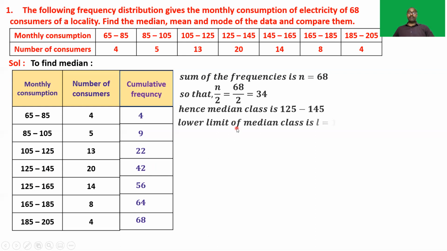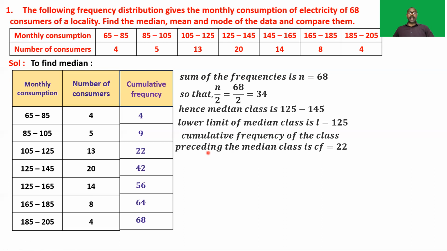Now the lower limit of the median class is L equal to 125. And the cumulative frequency of the class preceding the median class is CF equal to 22. That is, the cumulative frequency of the class before the median class is 22, which we denote by CF. And next, the frequency of the median class is 20, and we denote it by F.